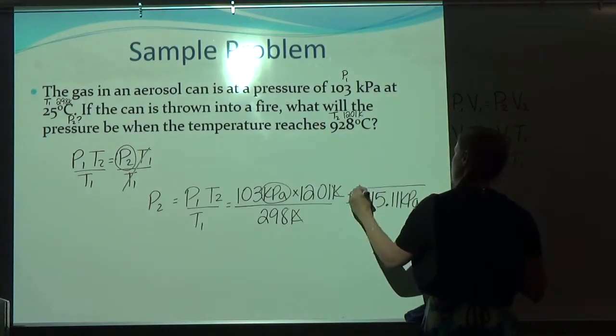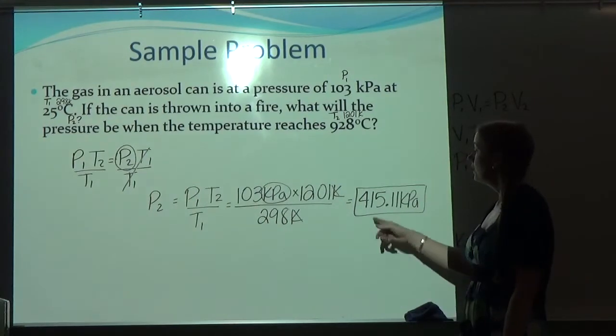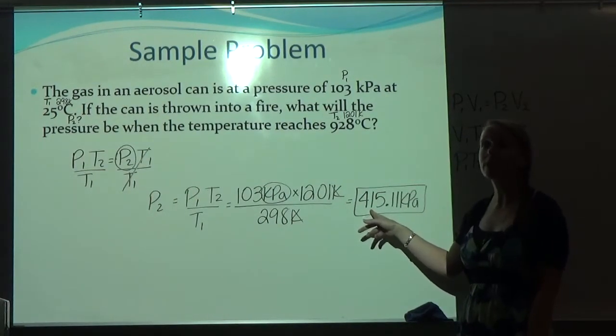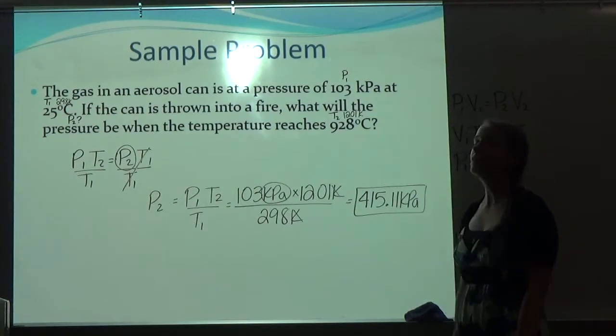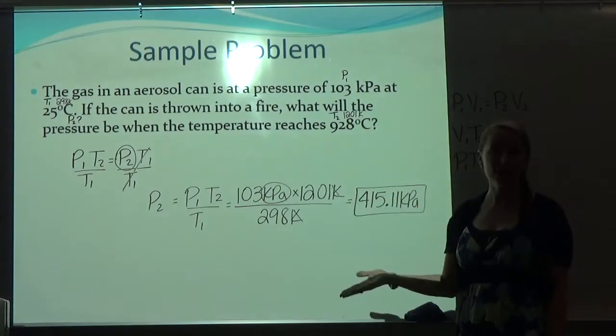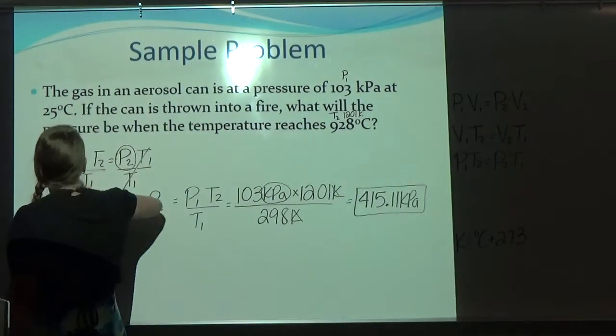So this right here shows the exact reason you don't want to throw an aerosol can into the fire. Look how high that pressure is. Normal atmospheric pressure is 101.3. So we are at over 4 times normal atmospheric pressure, which is why then the can could explode. All right, so just a little safety hint there.